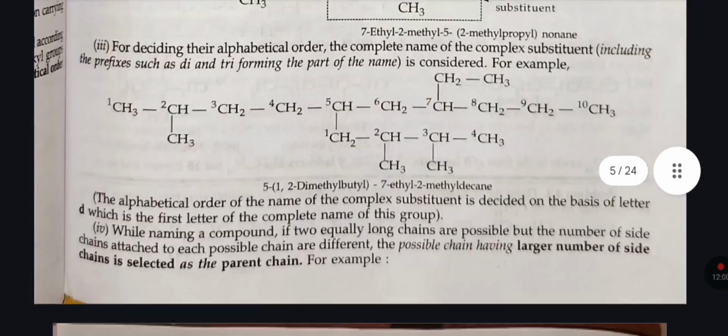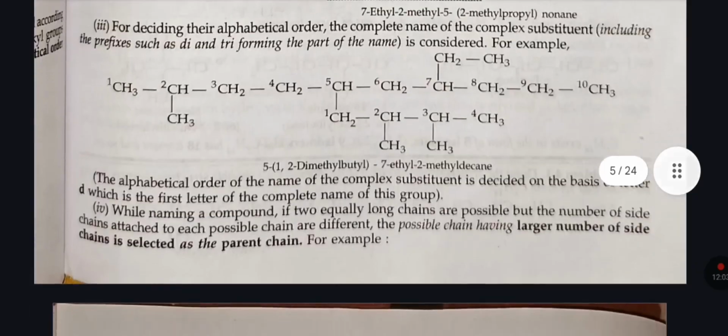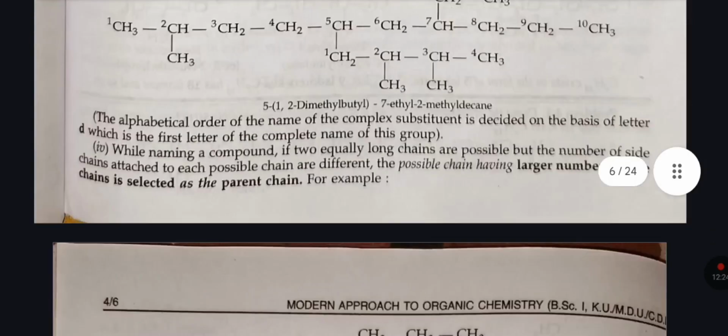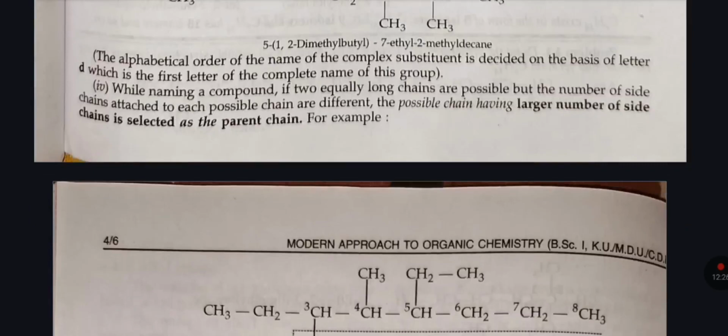Third, for deciding their alphabetical order, the complete name of the complex substituent, including the prefix such as di and tri forming part of the name, is considered. For example, 5-(1,2-dimethylbutyl)-7-ethyl-2-methyldecane. The alphabetical order of the name of the complex substituent is decided on the basis of the letter D, which is the first letter of the complete name of this group.